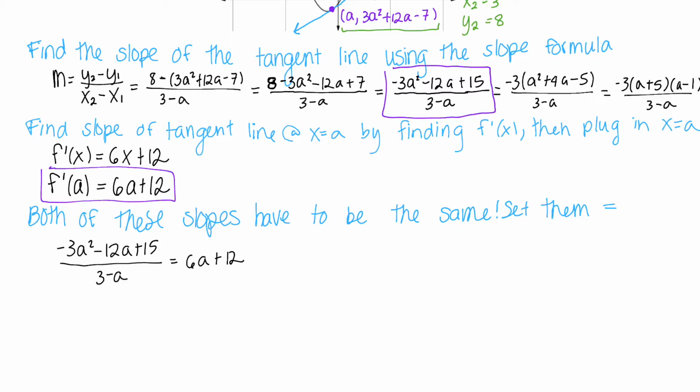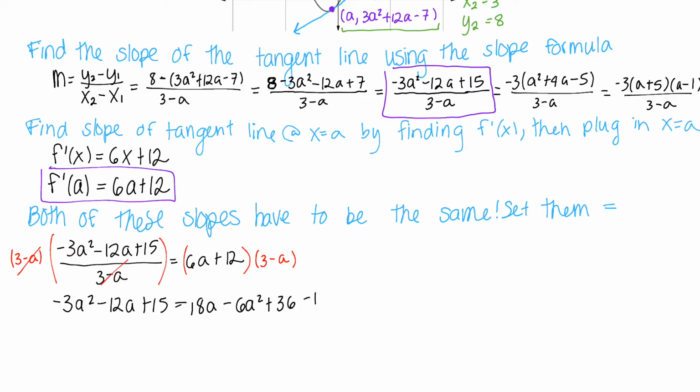I'll just do it. To start with, I'm going to multiply by 3 minus a on both sides, because when I do that, it cancels out my denominator. And then multiplying out the other side, we have 18a minus 6a squared plus 36 minus 12a.